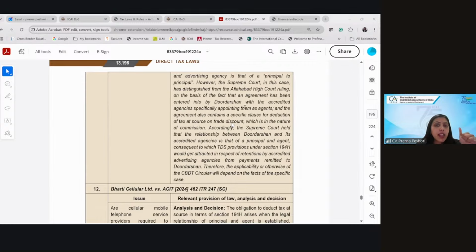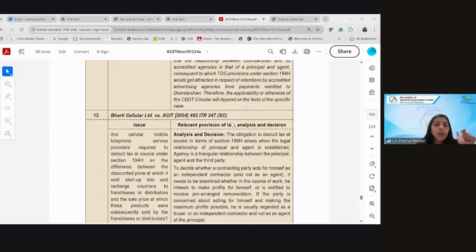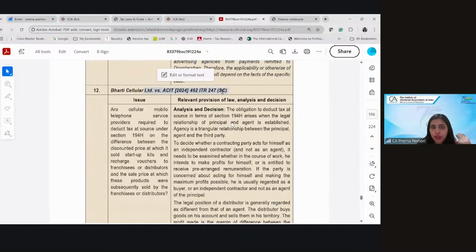Any questions, any doubt? But if the contract is such that it appears that they are agent and not functioning on a principal to principal basis, then it's a case of 194H. Clear? Yes or no? Clear, ma'am. Okay. The last case on 194H is the Bharti Cellular Supreme Court judgment.